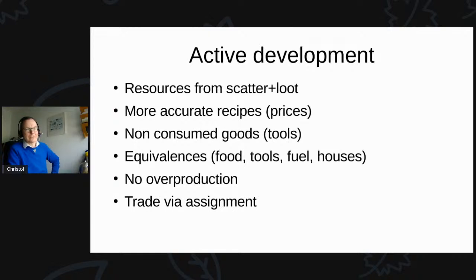Currently, the system also has overproduction. Since I used a minimization of quadratic error, the overproduction just got stopped. It's just due to a simplification in the current system. And I would like to use trade via assignment, so using the same logic which is used for assigning to professions, to assign to the trade with neighboring sites.